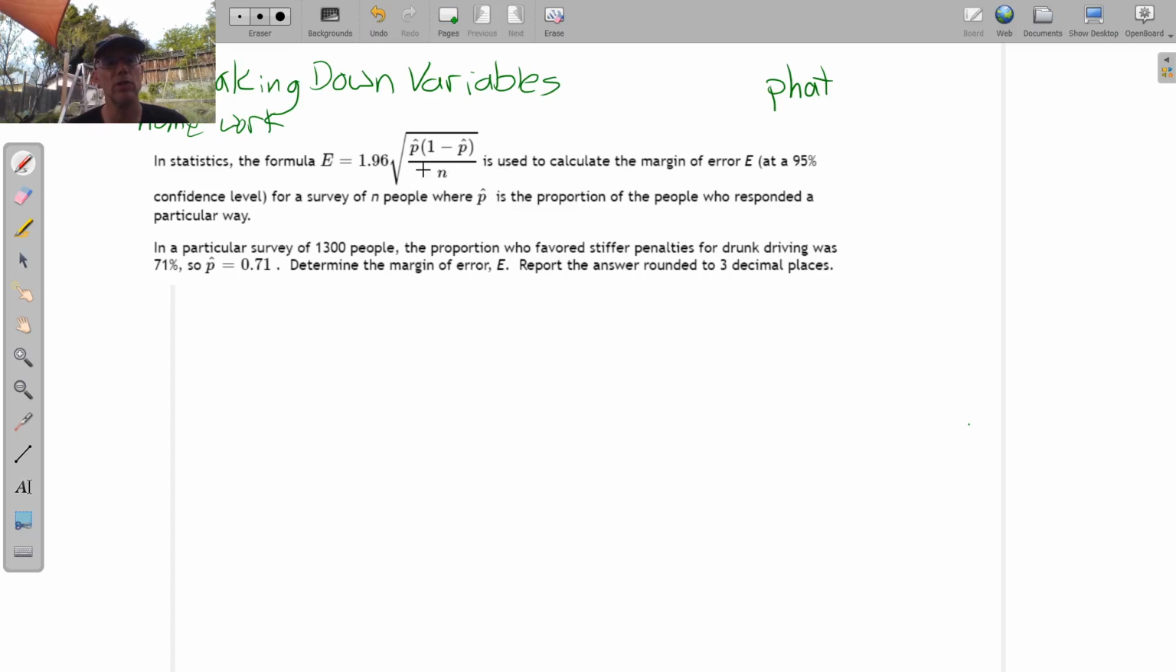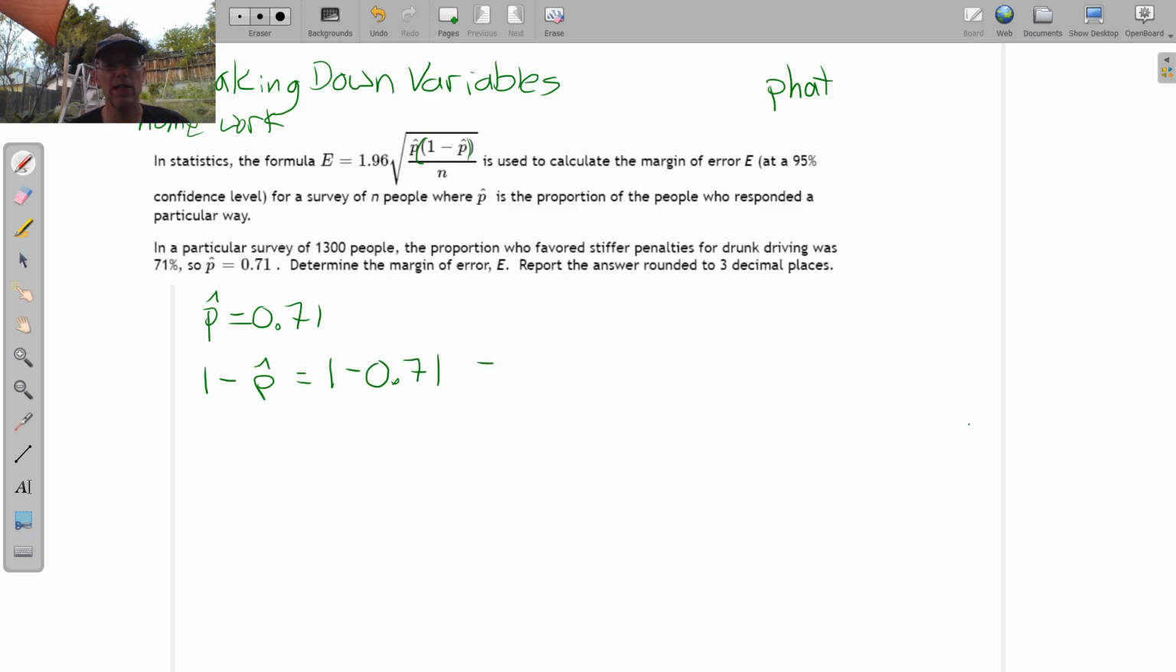So I have a little bit of work to write down. I could either try to plug in in one shot or break it down and do things in parts, so I'll do it both ways. First, I'm going to rewrite that they're telling me p hat is 0.71. Remember, when we do calculations with percents, they have to be reformatted as decimals. We also have to do the parentheses 1 minus p hat, so that would be 1 minus 0.71.